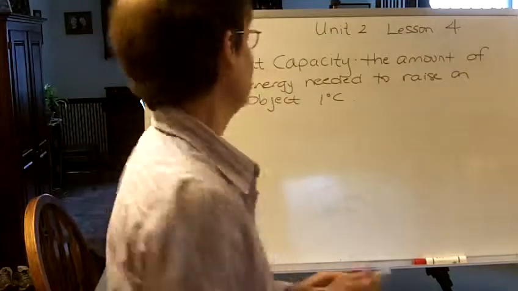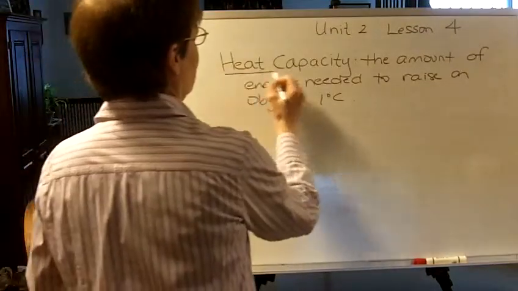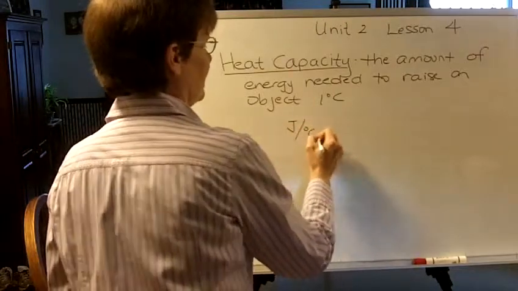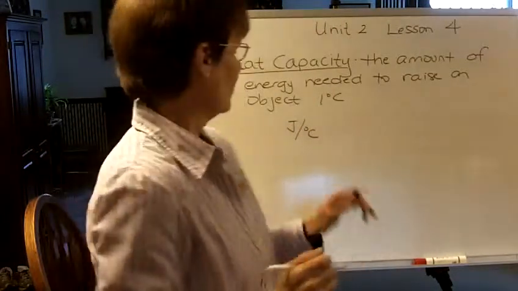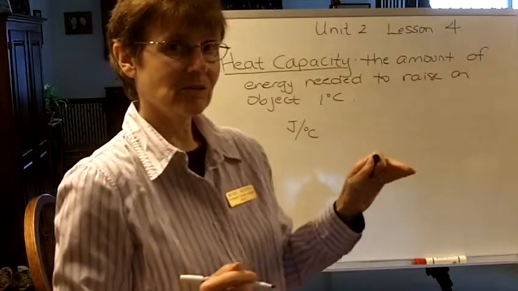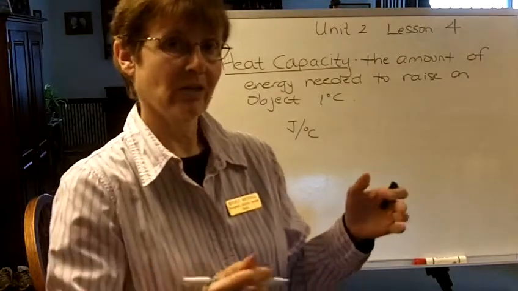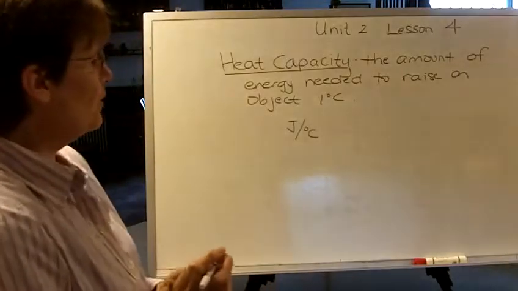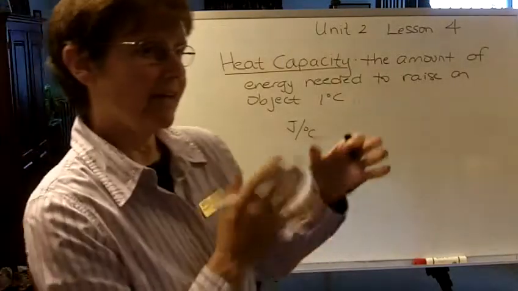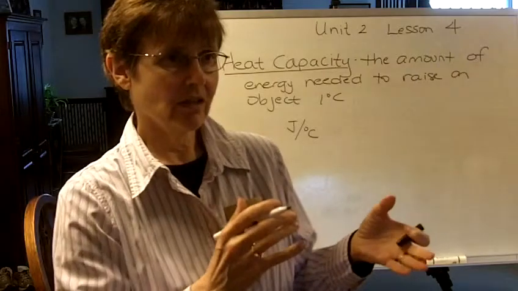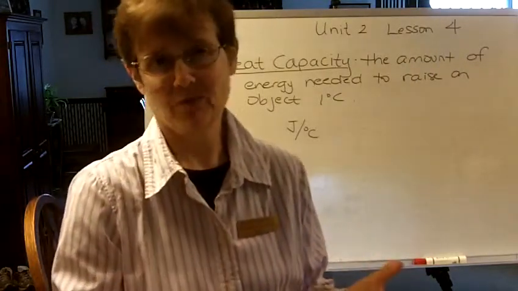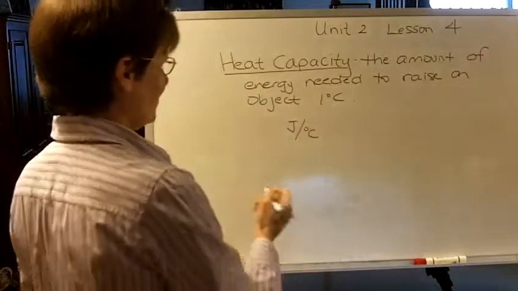So heat capacity would be measured in terms of joules per degree C, not joules per gram degree C like specific heat, because this is not per gram, it's for the whole object. So usually what we're given is something like, I know the specific heat of this material, and I know the mass of my object, and I want to find out what's the heat capacity. It's usually something like that.